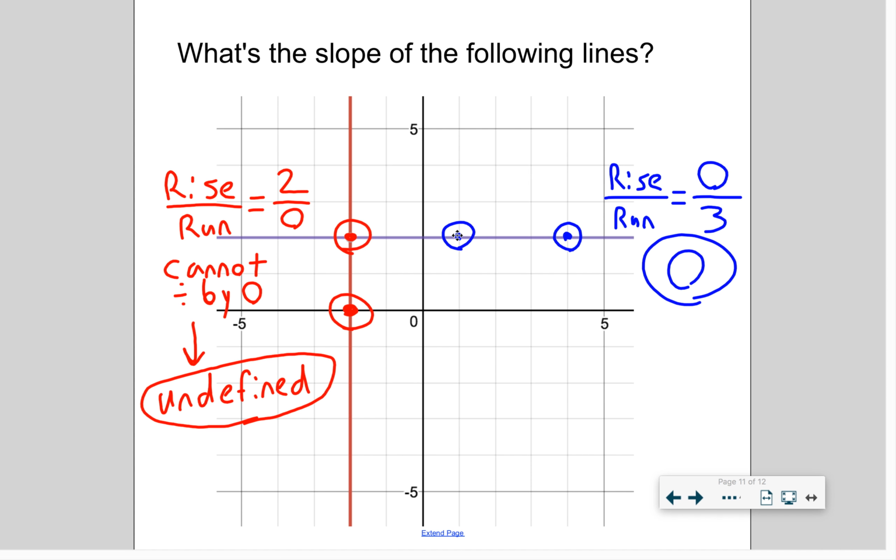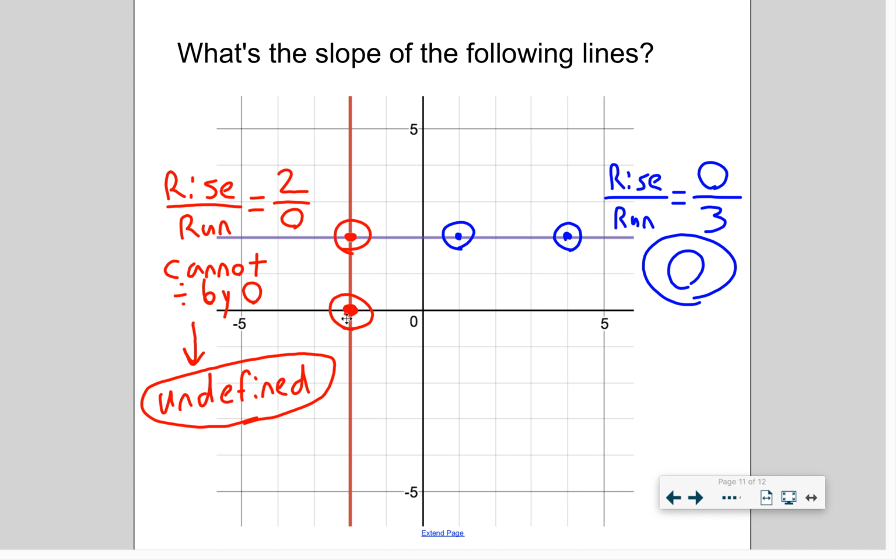So, my rise from this point to this point is 0, right? I'm not going up, I'm not going down. So, it's just going to be 0. Meanwhile, my run is 1, 2, 3. So, my run is 3. 0 divided by 3 got me 0. So, this horizontal line has a 0 slope.